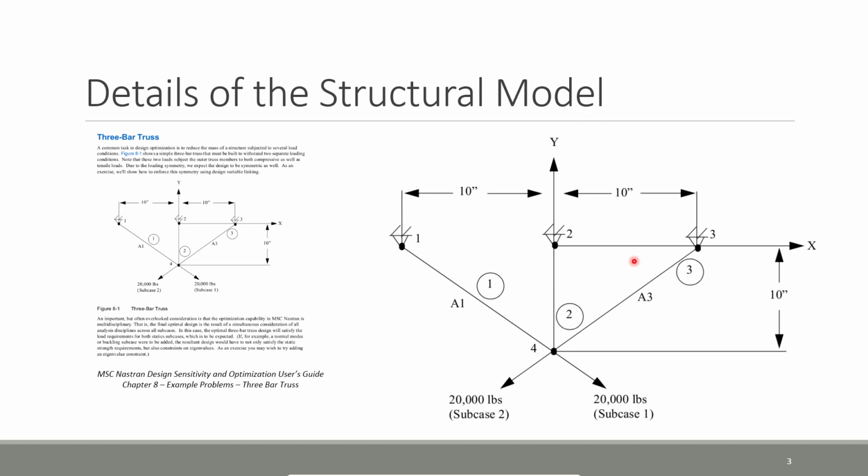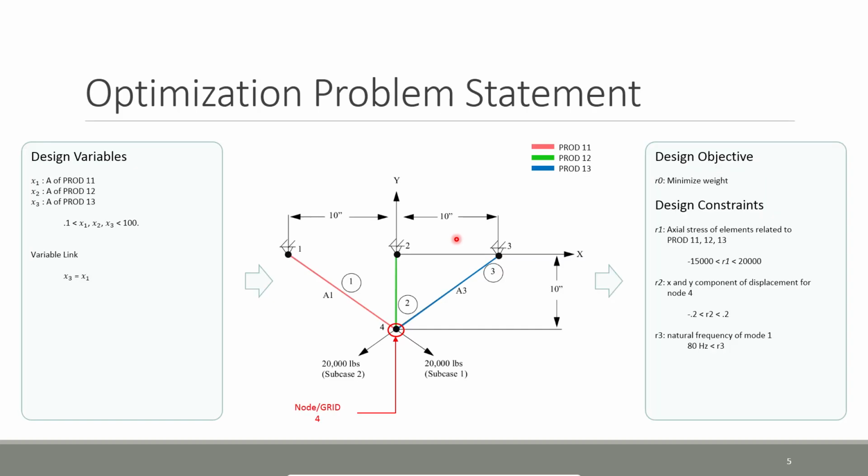Now, this is the example we will be working today. This is the 3-bar truss. It's a very basic example. For this demonstration, I'm going to perform a more complex demonstration. We are going to perform a multidiscipline optimization where we optimize for 2 different analysis types.